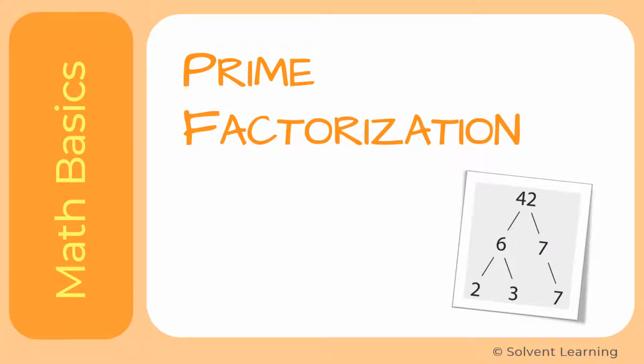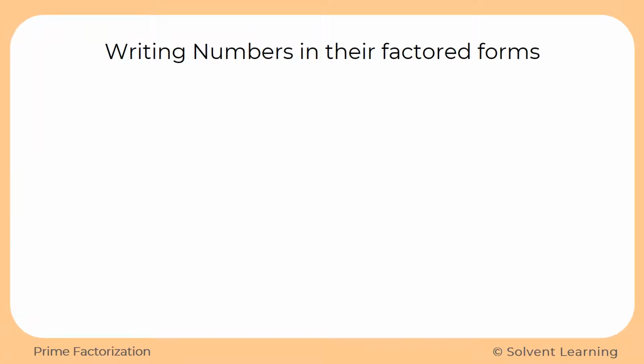In this lesson, we're going to learn about prime factorization. Now first, we need to understand what it means to write a number in its factored form. So when we write a number in its factored form, that just means that we're showing it as two or more numbers being multiplied together. So we show it as a product of smaller numbers.